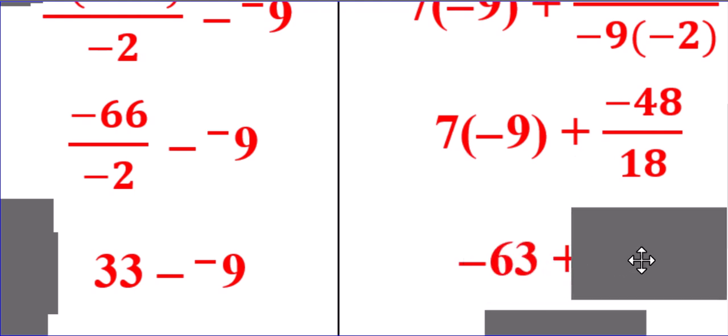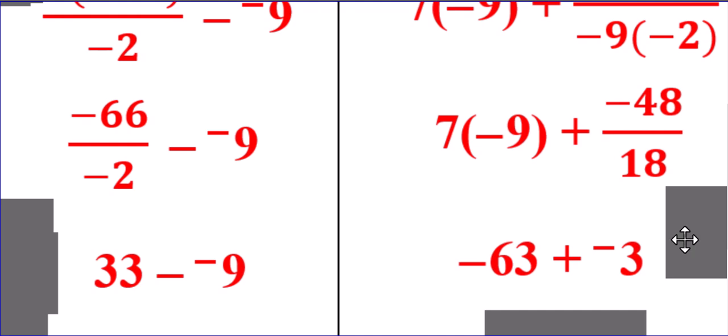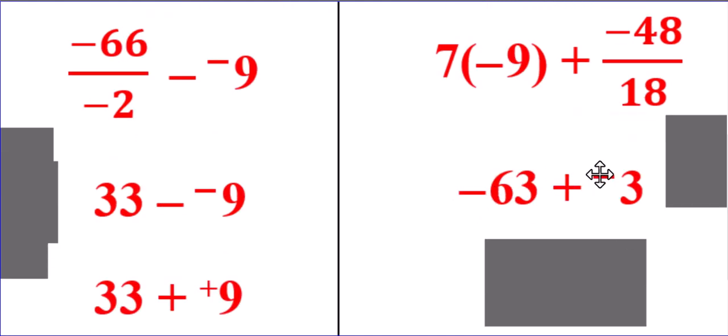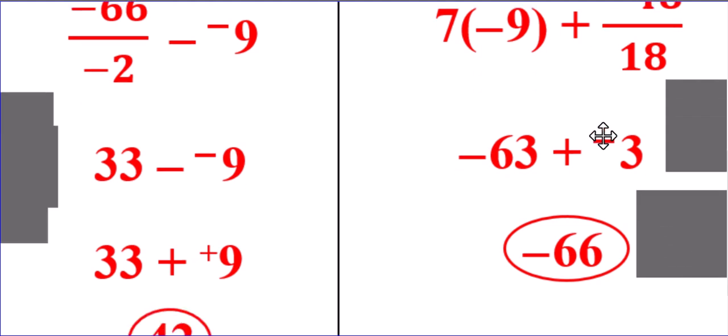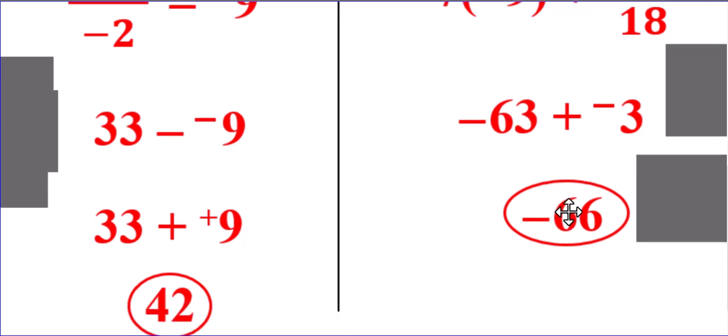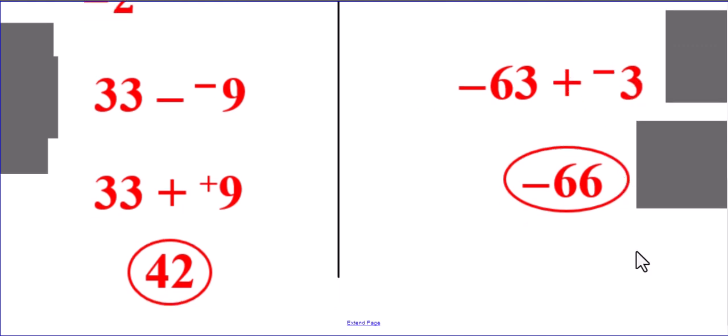7 times negative 9 is negative 63. Negative 48 divided by 18 is negative 3. A negative plus a negative is still negative. And you're not going to make this out in the opposite because this was not minus, unlike what we had over here in problem number 4. So that's why this one did not have an extra step like number 4 did, because number 4 had subtraction. We made that out in the opposite. This was already addition in between, so we just went ahead and found the answer, negative 66.